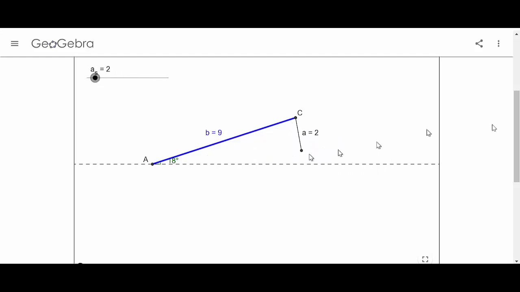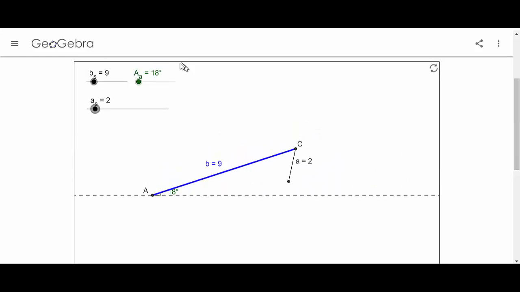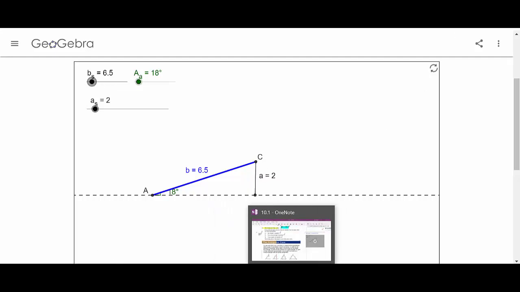Sometimes you can't even make a triangle out of it because this side A might be shorter than the height of that triangle. So there are all kinds of possibilities. It's hard for me to get this down to just one possibility, but you could have one possible triangle, two possible triangles, or no triangle at all.